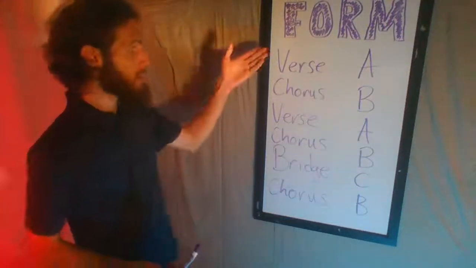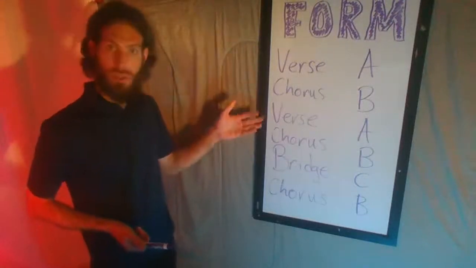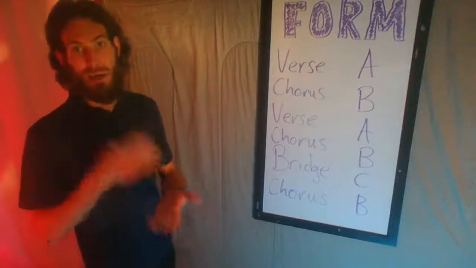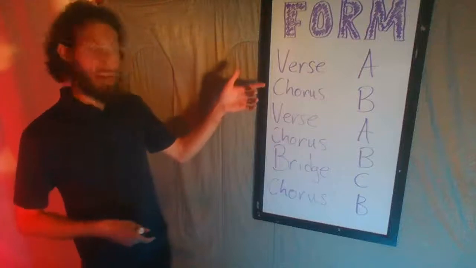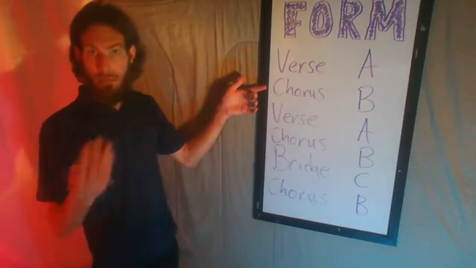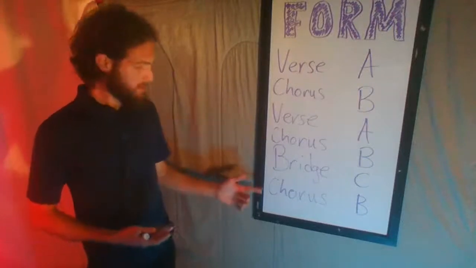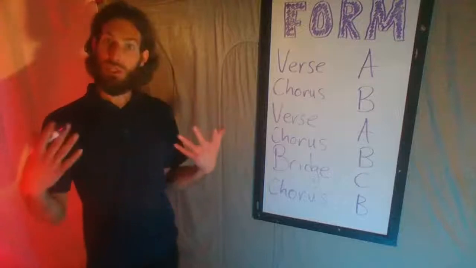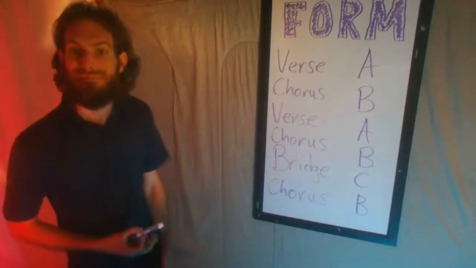All right. I've got a verse. I call that A. And then I have another verse. I'll call that A again. I'll just kind of expect that it's going to be, for the most part, the same. And then I'll have a chorus. I'll label that B. And then I have another chorus, another B. And then another chorus at the end, another B. And my bridge is a C.